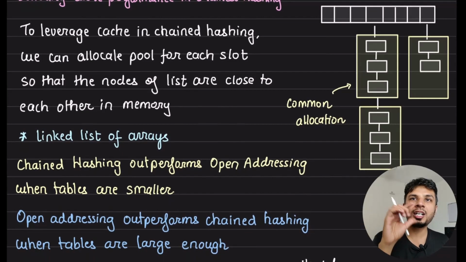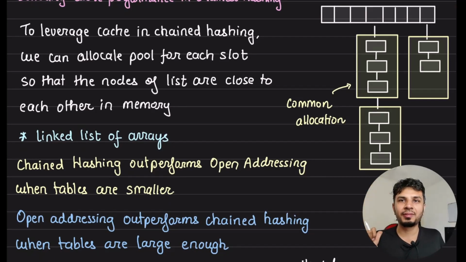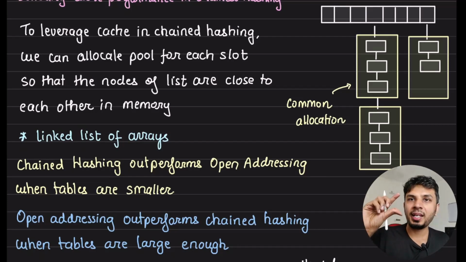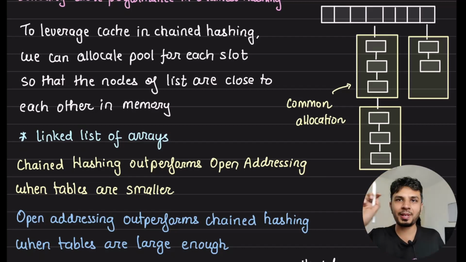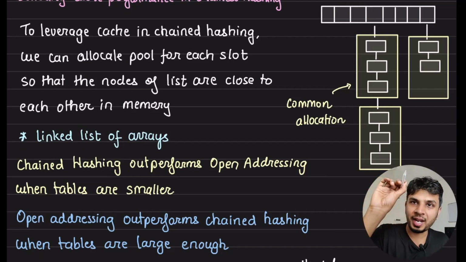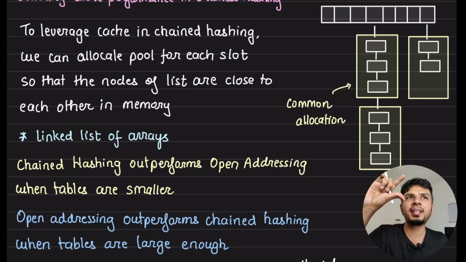How about instead of allocating one new linked list node every time, we allocate it in chunks? For example, imagine it is a linked list of arrays. Think about it. So you have a hash table array, and for each slot of the hash table, you are creating a linked list of arrays. That array might be of size, let's say, 16, and in 16 you might fit in 2 nodes of a linked list.